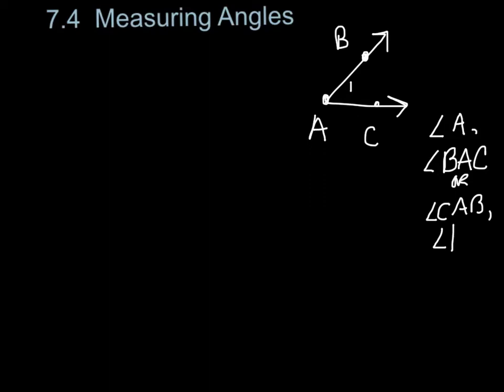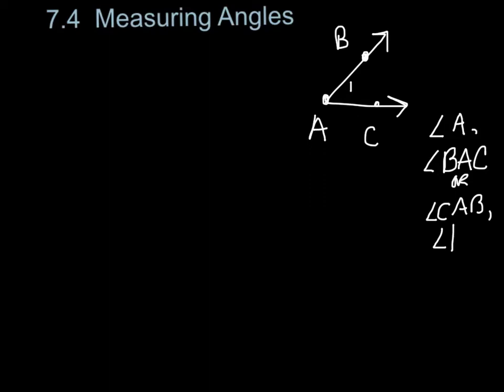Then the second vocab word in this section is ray. The rays are the sides of the angle. Now you already know what a ray is, but just know that the rays are the sides of the angle. The endpoint is the vertex. That is a vocab word. The vertex is the endpoint of an angle.